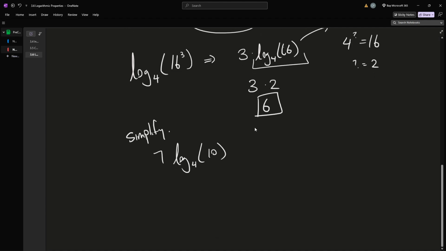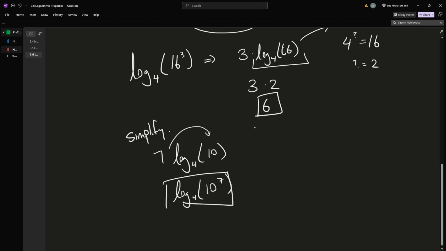I want to simplify this. I can't really do log base 4 of 10 because 10 is not a clean exponent of 4. So I must bring this now inside: log base 4 of 10 to the 7th. And you don't have to expand it out unless it asks you to expand it out. So this is my simplified version.